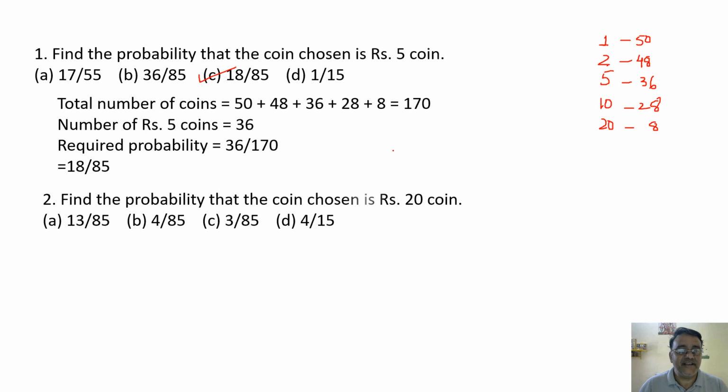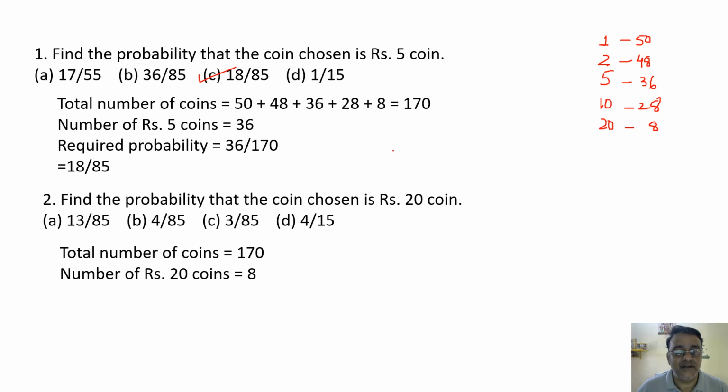Now we are moving toward the next question. Find the probability that the coin chosen is rupees 20. So how many 20 rupees coins are there? 8. So the probability is 8 by 170. If you simplify, what you will get? 4 by 85. Very good. 4 by 85, and the correct option is option B.